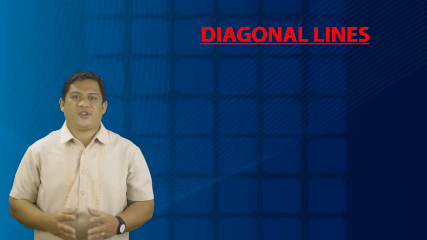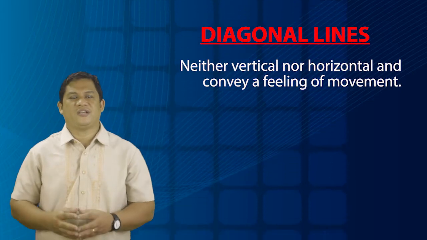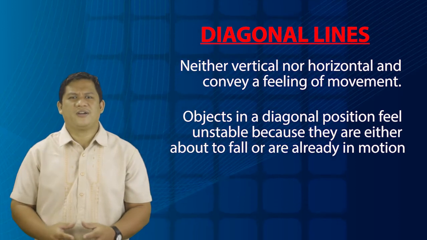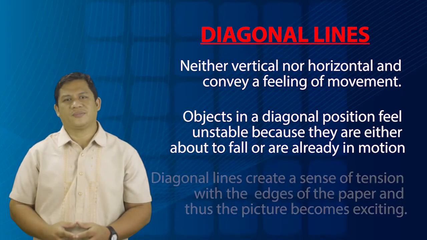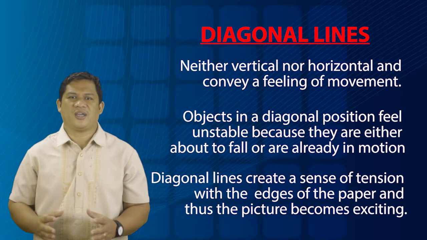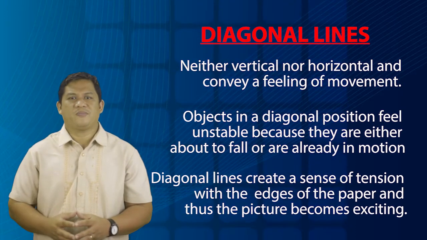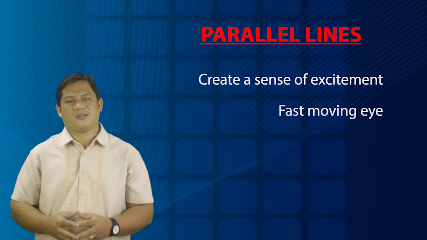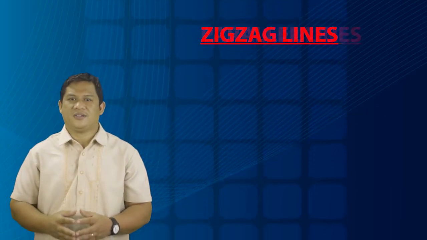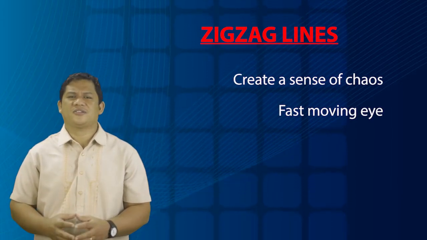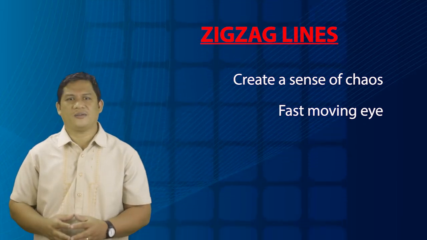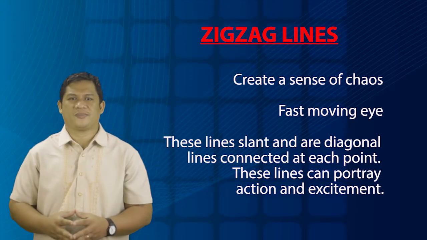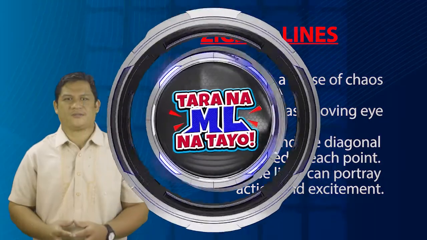Diagonal lines are neither vertical nor horizontal and convey a feeling of movement. Objects in diagonal position feel unstable because they are either about to fall or already in motion. Diagonal lines create a sense of tension with the edges of the paper, and thus the picture becomes more exciting. Parallel lines create a sense of excitement, a fast-moving eye. Zigzag lines create a sense of chaos, also a fast-moving eye. These lines slant and are diagonal lines connected at each point. These lines can portray actions and excitement.